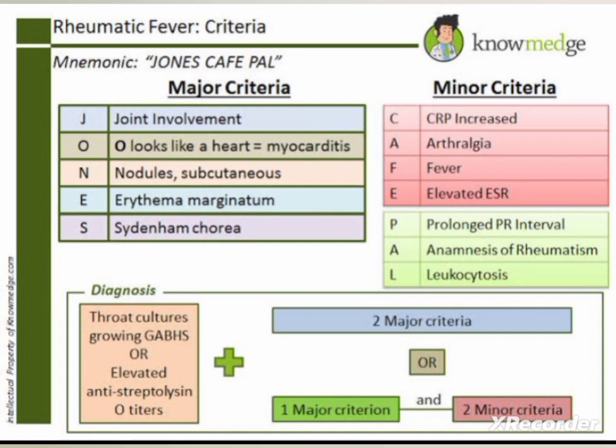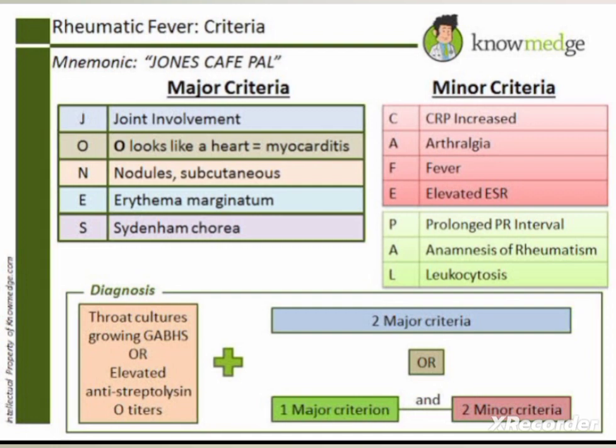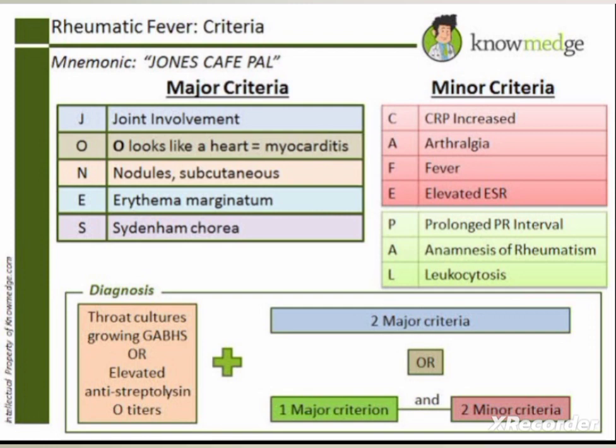Next one, minor criteria. The mnemonic for minor criteria is CAFE-PAL. C means CRP will be increased, A means arthralgia, pain in joints. F means fever. E means elevated ESR. P means prolonged PR interval in ECG. A means anamnesis of rheumatism. L means leukocytosis.